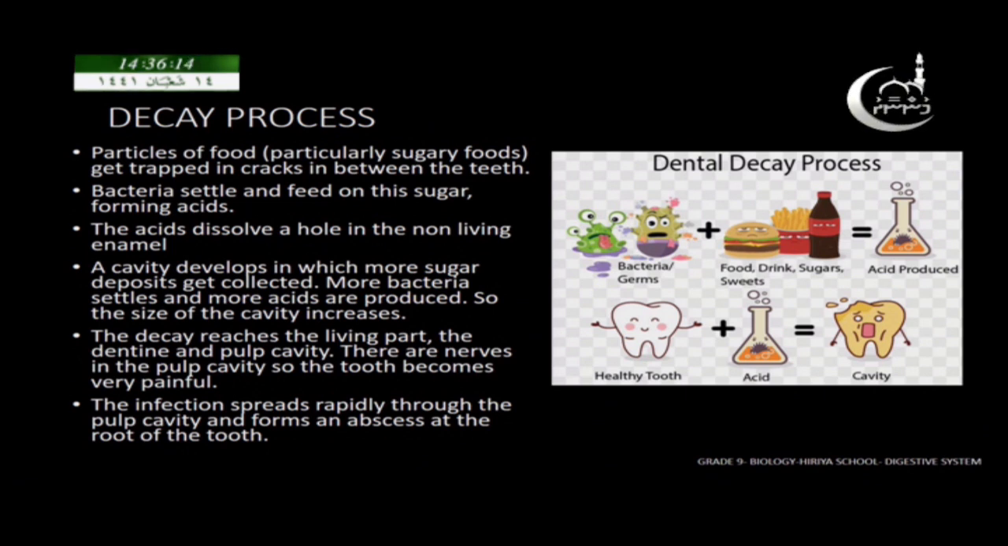Once the enamel is damaged, slowly it will move into the dentine, and then it reaches the pulp cavity, and once it reaches the pulp cavity we have pain, and that is the time you know your tooth is decayed. Then that can spread throughout the gums, and it can form an abscess around your gums.